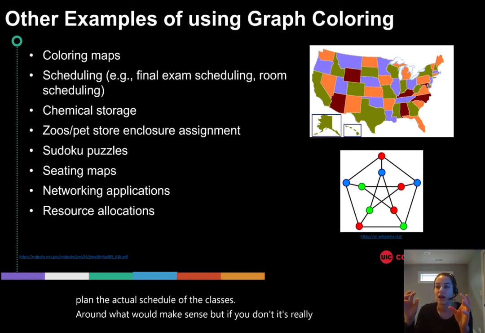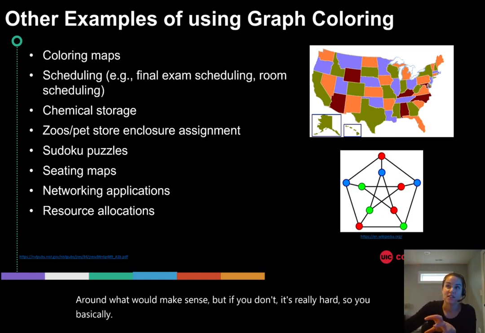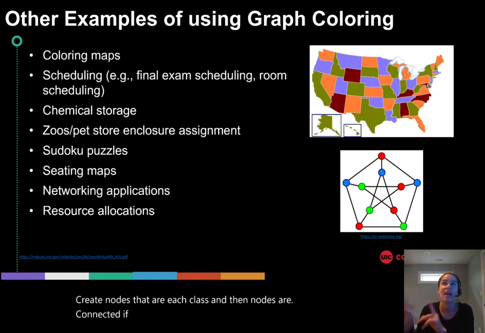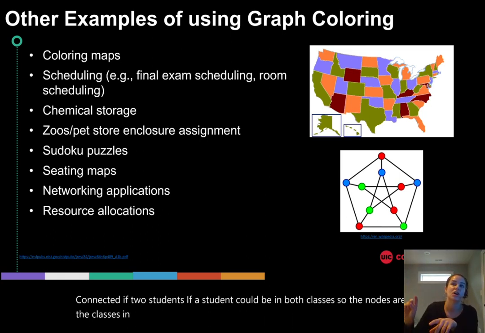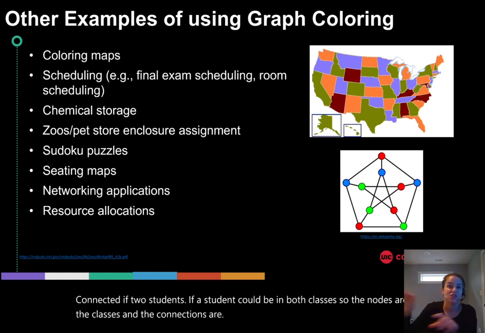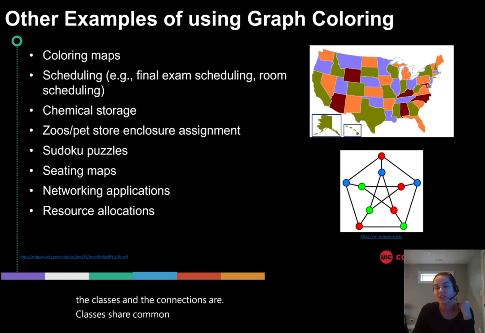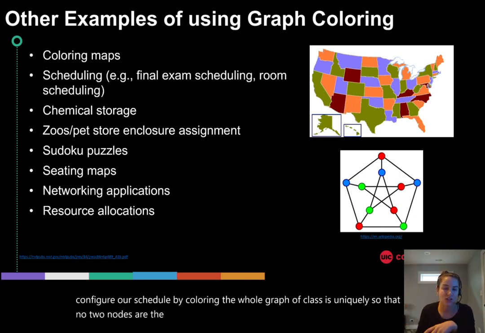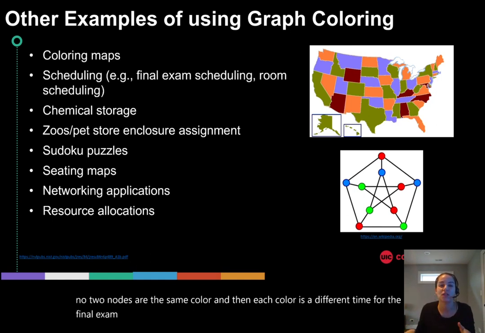So you basically create nodes that are each class, and then nodes are connected if a student could be in both classes. So the nodes are the classes and the connections are classes that share common students, and then it's just graph coloring. And so you can figure out a schedule by coloring the whole graph of classes so that no two connected nodes are the same color, and then each color is a different time for the final exam. So that kind of scheduling issue, room scheduling, scheduling in times, anything like that is graph coloring.